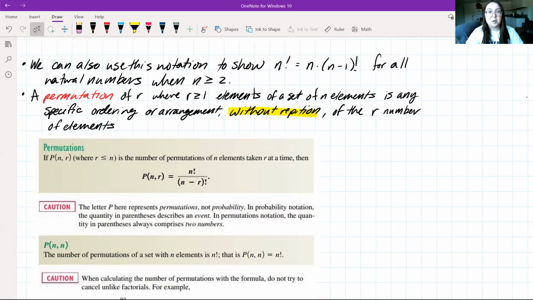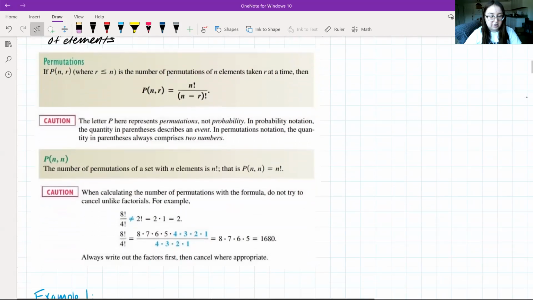So what we see here is a permutation. It cares about the order, and we're taking some number out of another number. So we take 3 out of 5, and these are all the different outcomes we can get of taking 3 out of 5 when order matters.